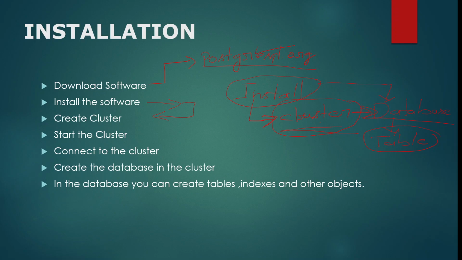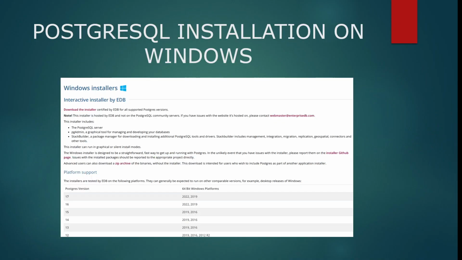Today we will learn how to install Postgres on Windows. Once we get familiar with Windows, we will learn how to install Postgres on Linux. So here is the thing, when we go to www.postgresql.org and go to the download folder, I will show you that in the demo.